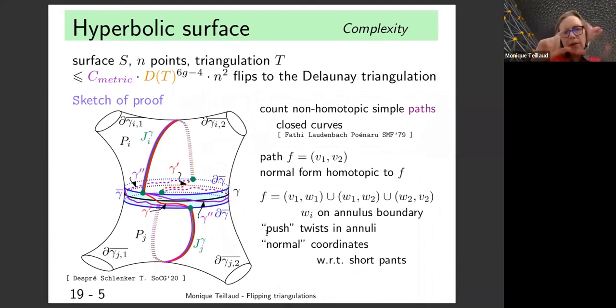And then you define a kind of neighborhood of this gamma, and then you define some curves like this gamma prime and gamma second that are used to cut the surface further, so that you separate the four other boundaries of the pairs of pants here. So you have a decomposition of the surface into small annuli that are in blue, and what we call short pants, the pants where we have removed these annuli. And then when you have a path, V1, V2, the idea is to look at intersections with all those curves and compute a kind of normal form of this homotopic path.